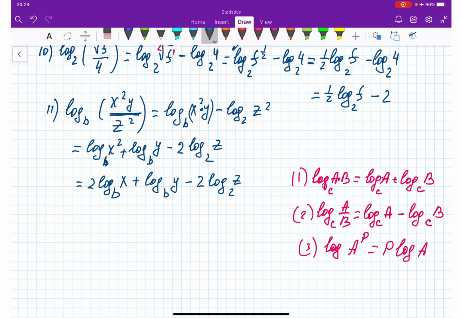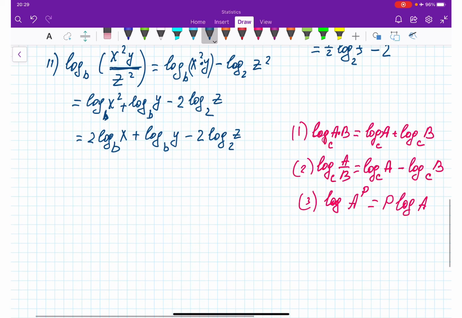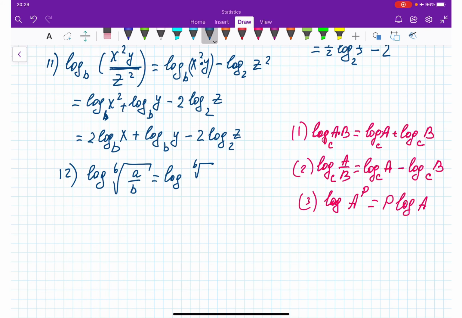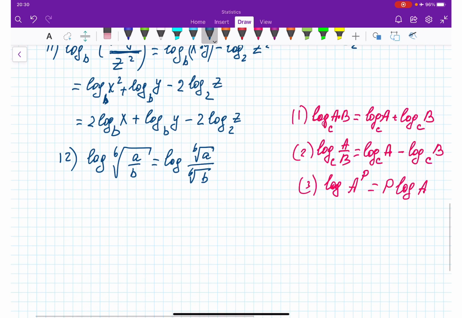Next. Question number 12. It's going to be logarithm of the radical of degree 6, and underneath we have a over b, and the base is 10, right? So can I rewrite the logarithm as radical degree 6 of a over radical degree 6 of b? Yes, I can.